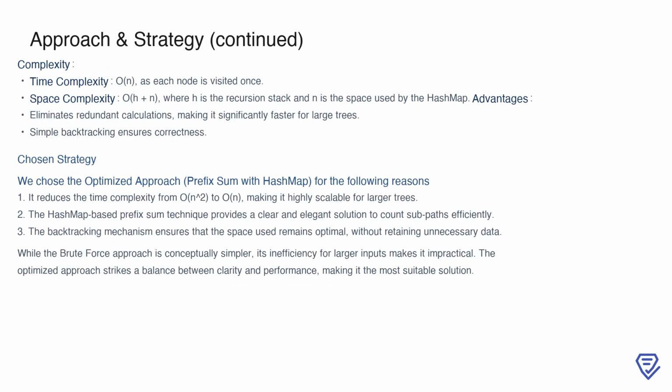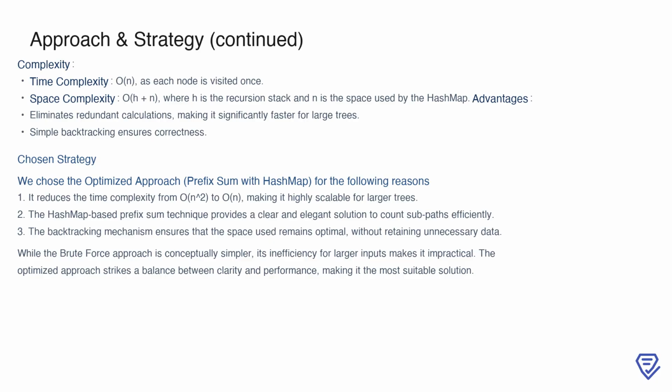The optimized approach significantly improves efficiency. The time complexity is reduced to O(n), as each node in the tree is visited only once during the DFS traversal. Space complexity is O(h + n), accounting for the recursion stack, where h is the height of the tree, and the space used by the hash map to store cumulative sums. This approach eliminates redundant calculations, making it highly efficient for larger trees. Additionally, the backtracking mechanism ensures we do not retain unnecessary data in the hash map.